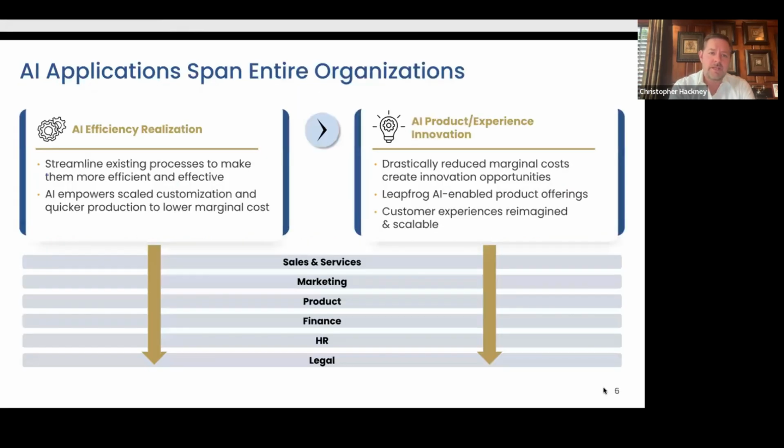And this is particularly important in AI because AI applications span entire organizations. There are a variety of applications for AI that both help AI efficiency realization, the ability to do repeatable, scalable tasks faster, easier, with less input. And there are also a host of AI product experience and experience innovation that most companies will begin to undertake as they adopt AI more holistically. These activities flow through every function at an organization, from sales and services, through your marketing organizations, your development and product teams, and even back office groups such as finance, HR, and legal, who play vital roles in an organization where this tech is going to be applied quickly.